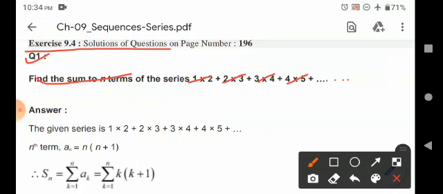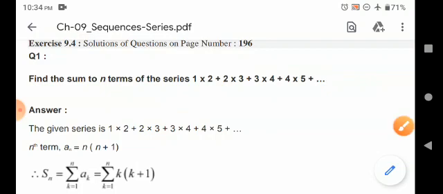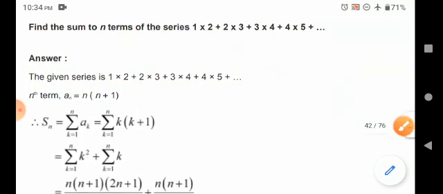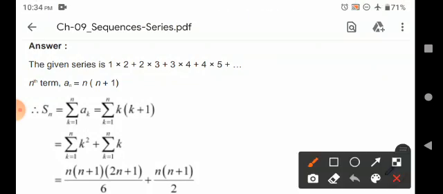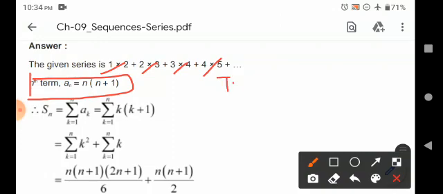Now let me begin with the solution of this problem. Look at the given series: 1 into 2 plus 2 into 3 plus 3 into 4 plus 4 into 5 plus so on. The nth term of this series is given by the formula an, or Tn, is equal to n into n plus 1.